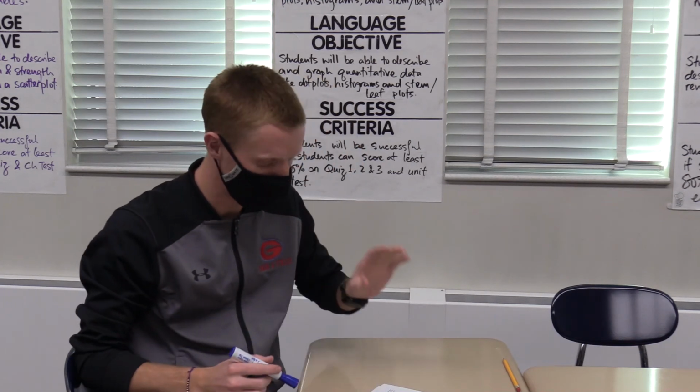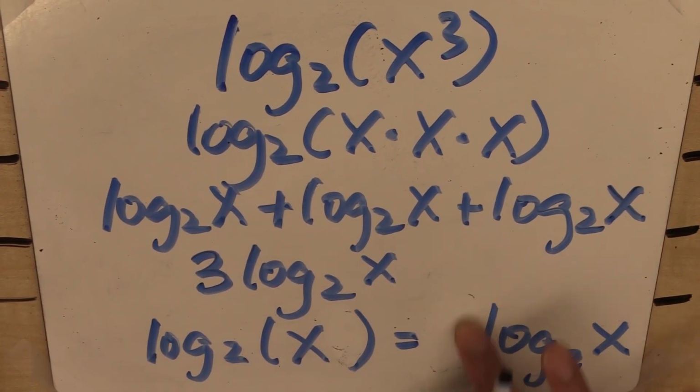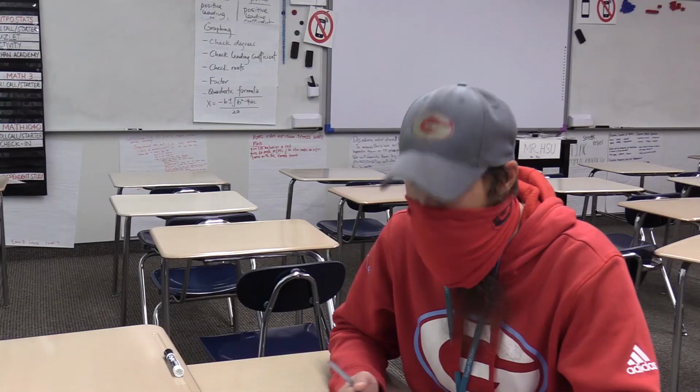Oh, all right. Okay, I'm going to say that it can be any number x raised to any power k. My power rule is log base 2 of x to the k equals k times log base 2 of x. Are you satisfied? Before we win the Nobel Prize for mathematics, I suppose we need to think about whether or not these rules work for any base.